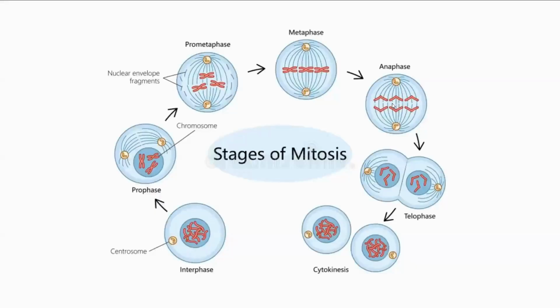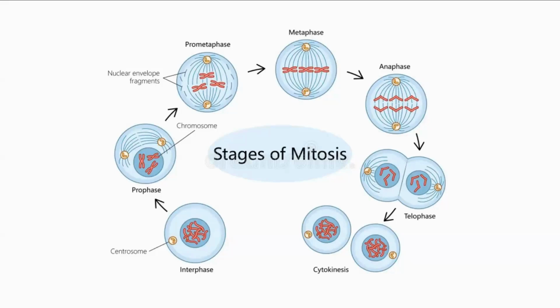So mitosis can be divided into several distinct stages. Mitosis is the process by which a single cell divides into two identical daughter cells. It's crucial for growth, repair, and reproduction in living organisms. Mitosis can also be broken down into four primary phases, which are prophase, metaphase, anaphase, and telophase.